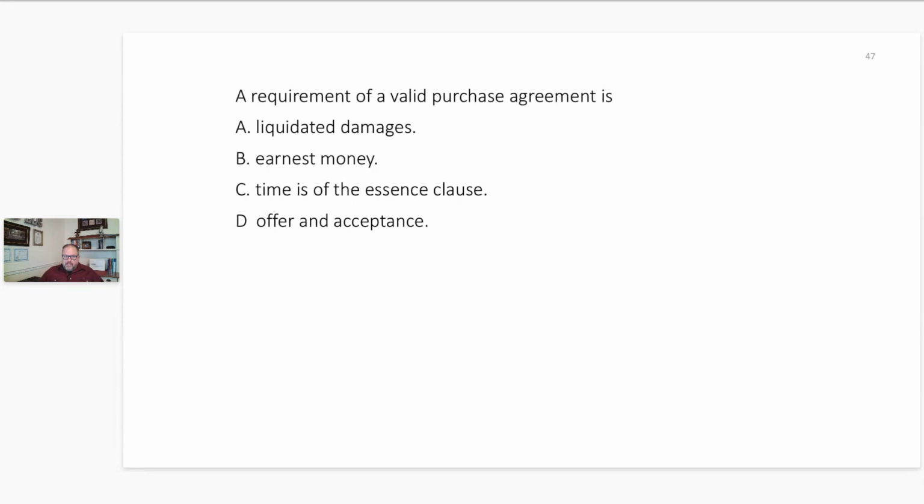Excellent. Yep. Offer and acceptance, part of your cold ice, right? Contractual capacity, offer and acceptance. Okay. You got to have signatures. Don't necessarily need earnest money or time is of the essence, but for a valid contract to be established in a court of law, be legally enforced, out of these four selections, you have to have offer and acceptance. You have to have buyer signature and seller signature. Okay.